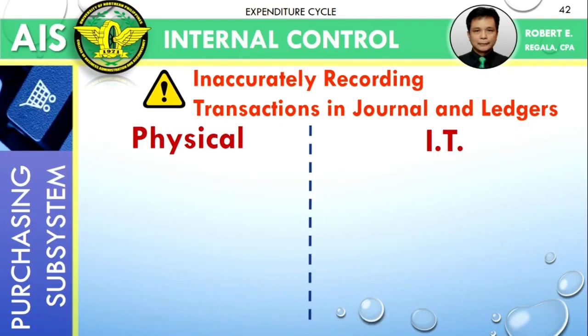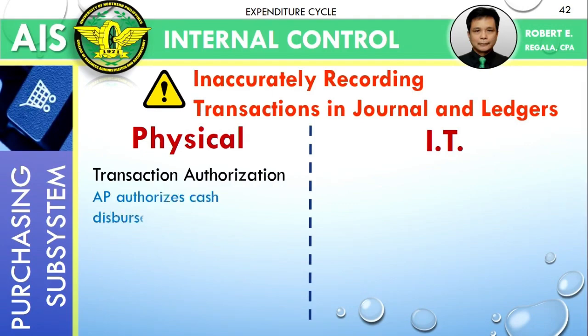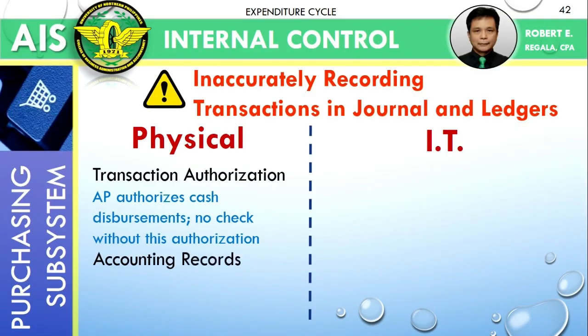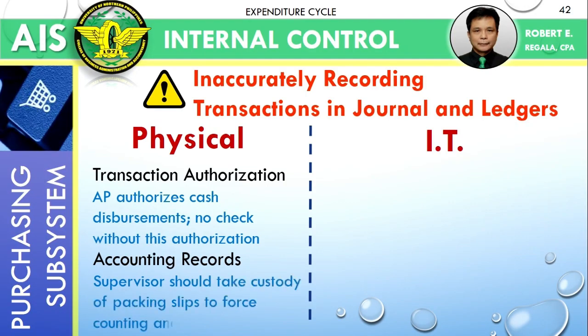Physical controls. Transaction authorization. The AP function authorizes cash disbursements via the AP packet. To provide effective control over the flow of cash from the firm, the cash disbursement function should not write checks without this explicit authorization. Accounting records. The control objective of accounting records is to maintain an audit trail adequate for tracing a transaction from its source document to the financial statements or vice versa.